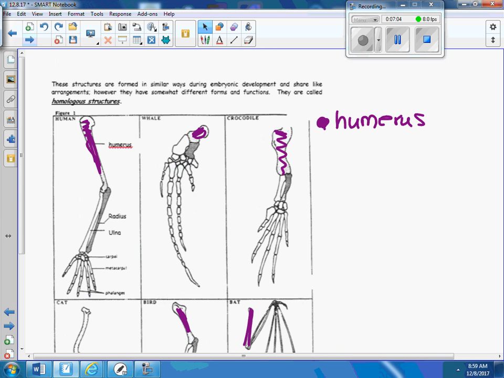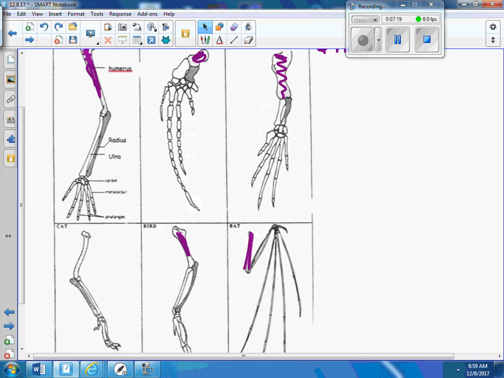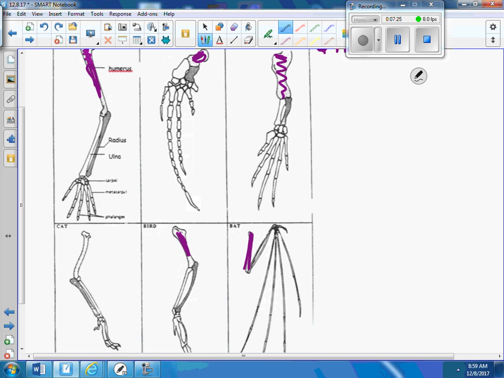I'm giving you an example. I chose the color purple. You could choose any color you want. On the side, I made a little key. So this is the humerus bone. You have to find that bone in all of the organisms and then color it in. So on the cat, it's up here. It's not that difficult. But don't change the color. If you choose the color purple for the humerus, all of them have to be purple.